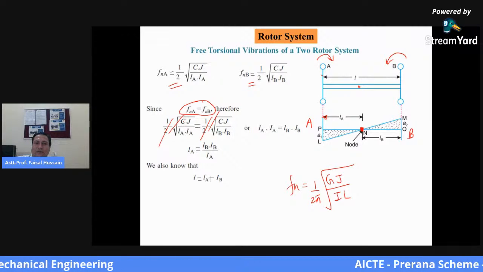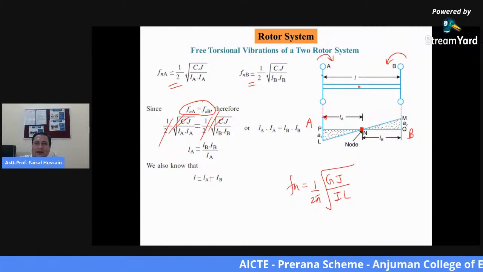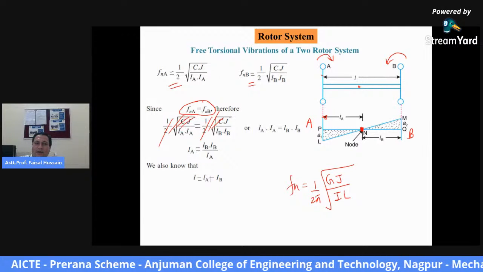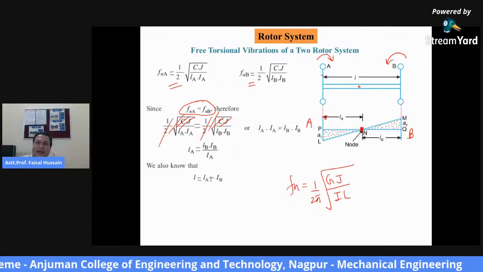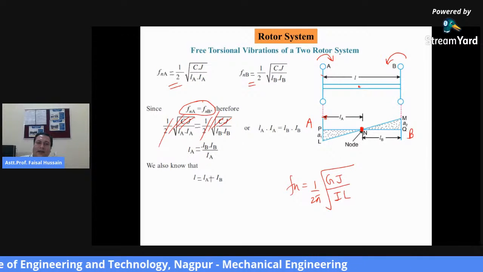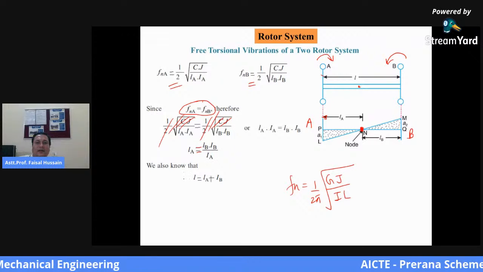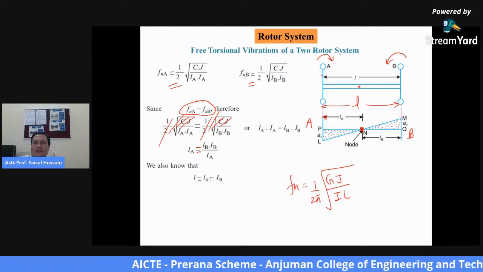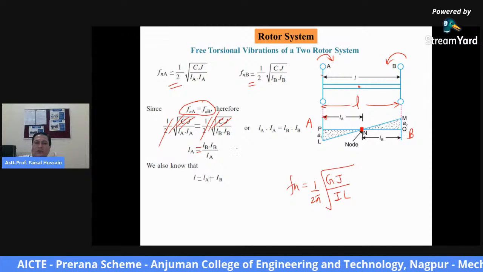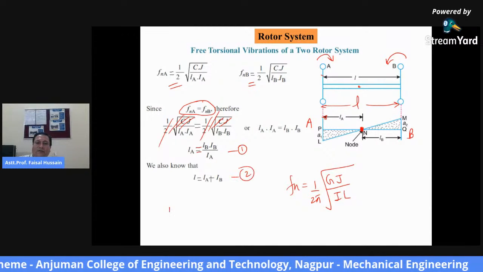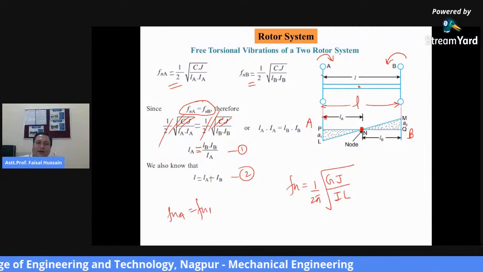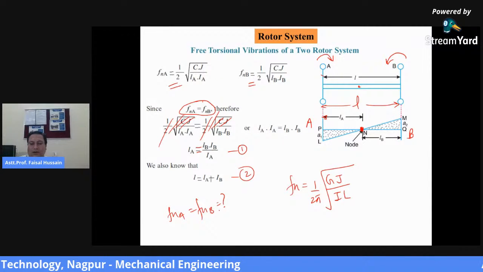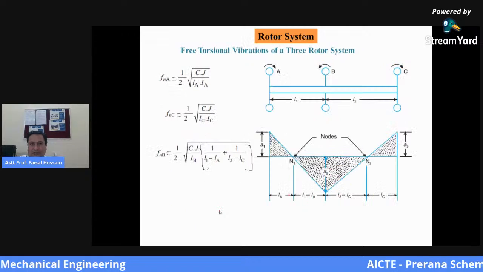The shear modulus, that is your C, will get cancelled because there is only one shaft, one material. The shaft has a uniform diameter. So here it will be IA LA equal to IB LB. So I can write LA equal to IB LB upon IA. And this is the total length, so the total length will be LA plus LB. So by solving equation 1 and 2, we can find the frequency of a two rotor system.